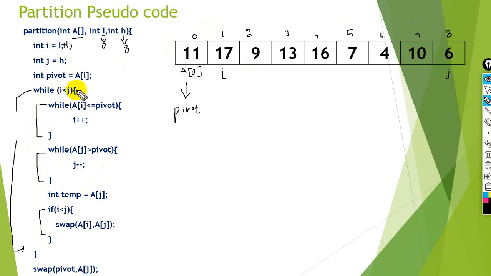1 is less than 8, so now this will execute. Okay, so in this case, I have explained this complete while loop in the previous lecture.